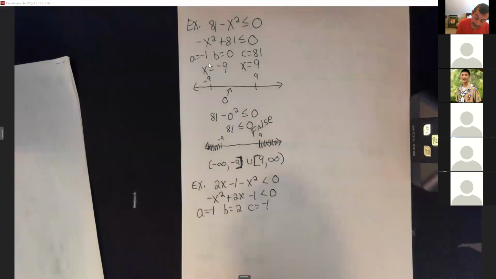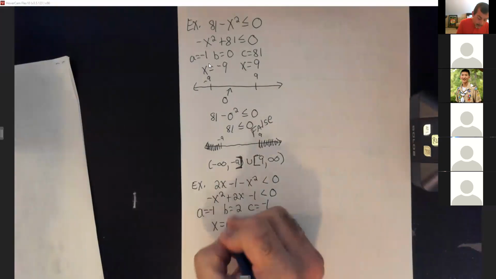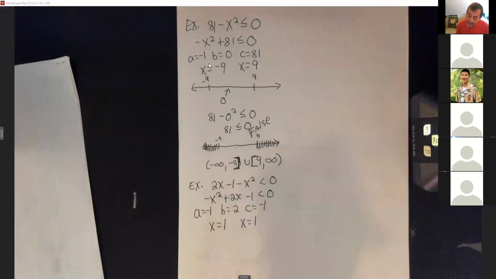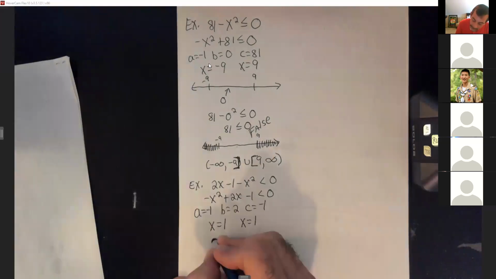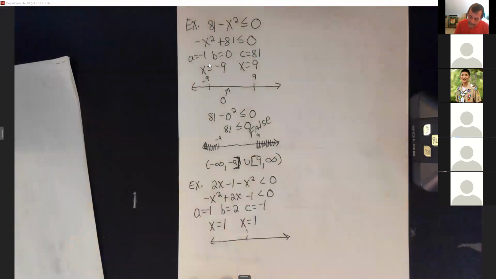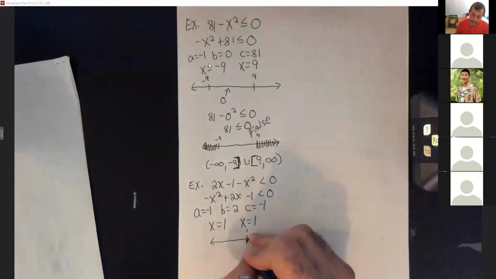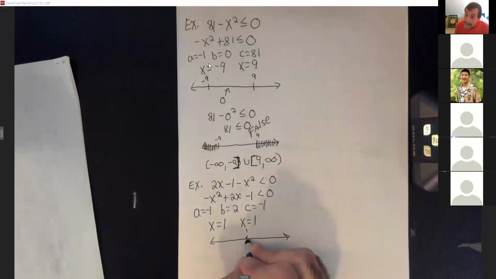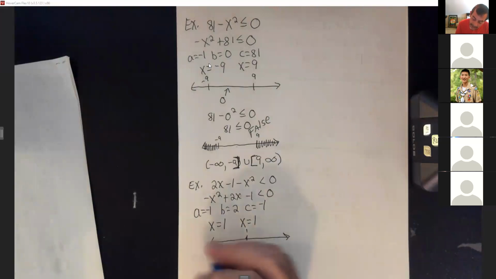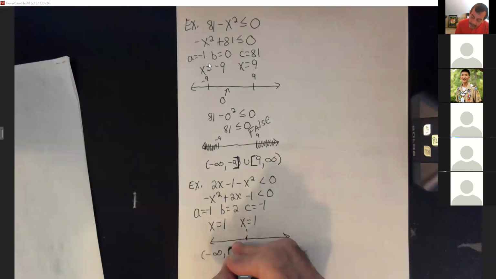If I quad that, look what it gives me. It gives me x equals 1, x equals 1. That's a repeating answer. So on your interval, you've only got the one number there. So we can only exclude that one number. If you remember my second star, if you only had one answer, you only exclude it. So that means it goes from negative infinity to the 1. Then you union the 1 to the positive infinity.